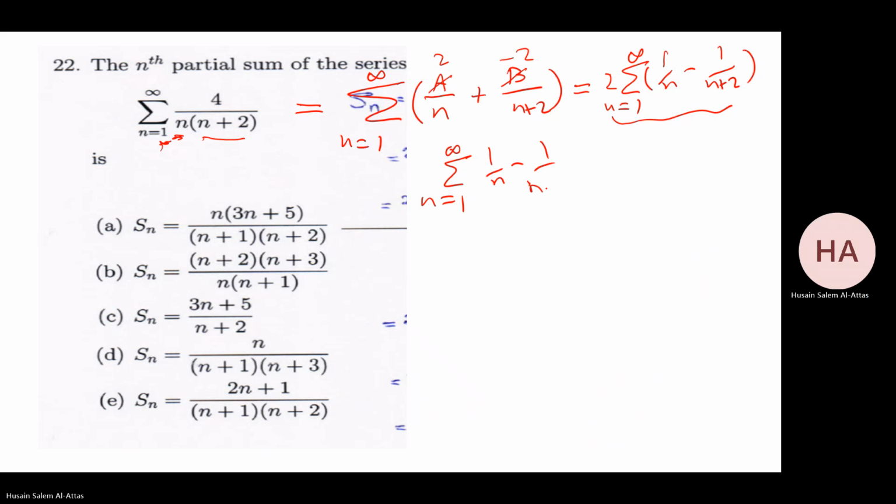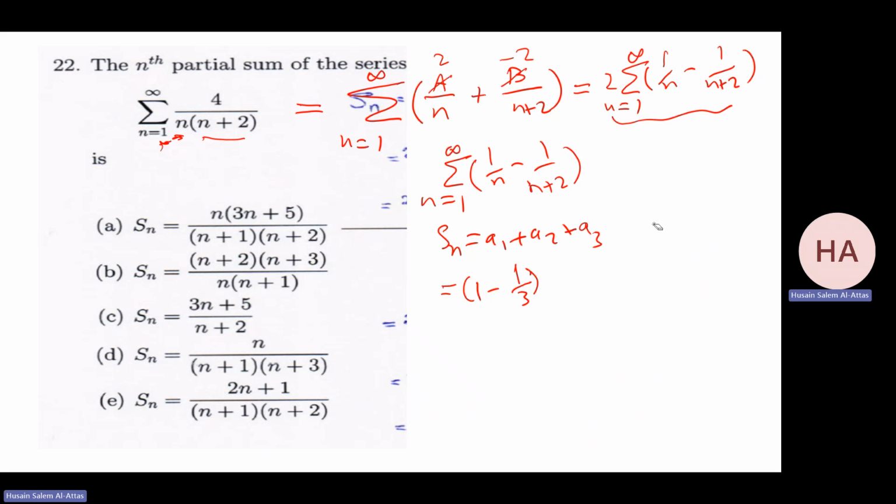Yeah. You want Sn. So it will be Sn, A1 plus A2 plus up to An, until n. So A1 will be what? 1 minus 1 over n plus 2. What's this? 1 over 3. Be careful now. For A2, I need actually A3.